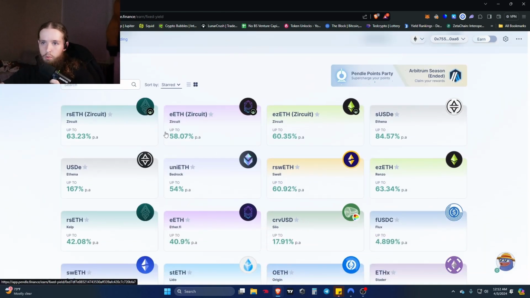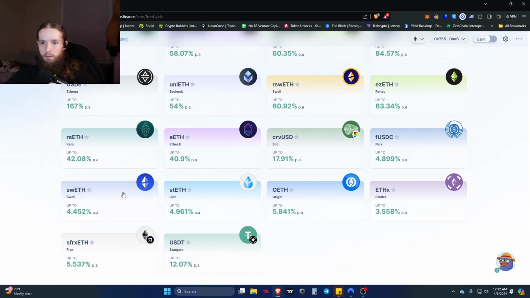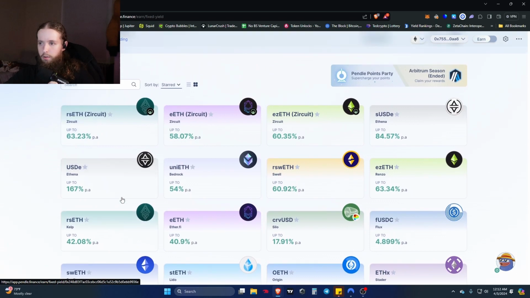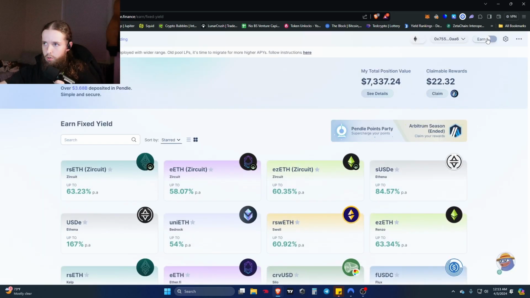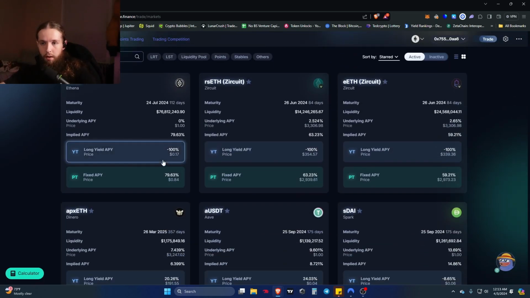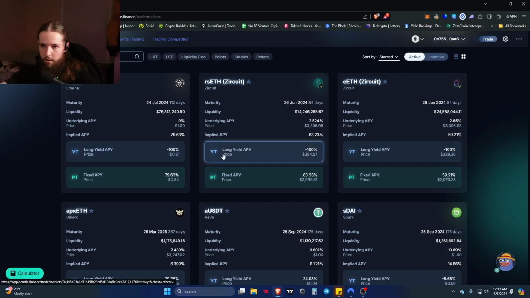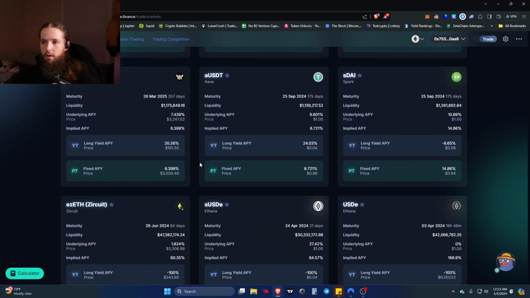Some of these pools, this EtherFi pool is only 40.9% APY right now, but this RSW ETH one is 60.92. And then I know there were a couple others not too long ago that were even higher. So the percentages do change, but if you were to get in right now, you're locked in at that APY if you hold until the end of the pool. In this top corner here, you can see there's a switch between trade and earn. On trading, you have the ability to trade these YT and PT tokens.